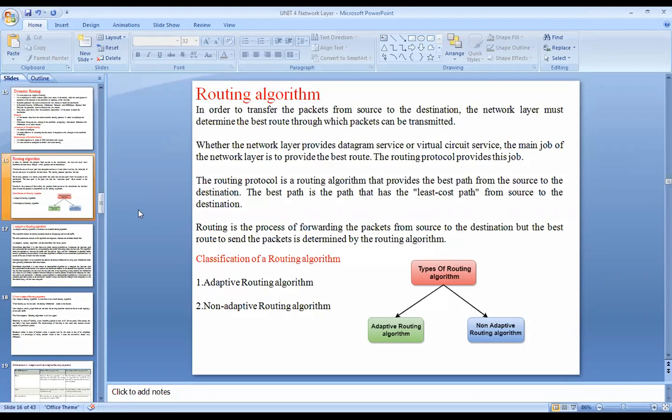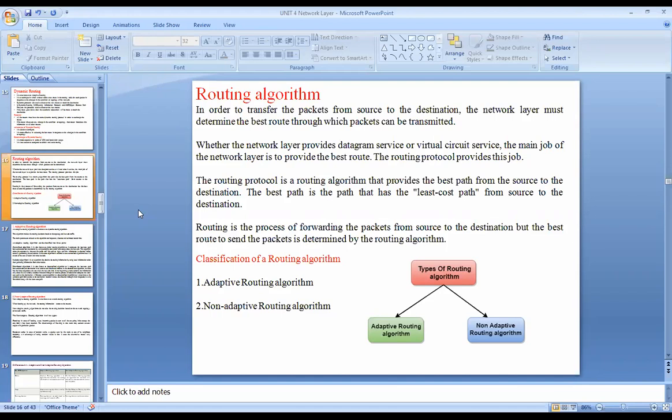What is the main functionality of these two services, datagram and virtual circuit? The main job of the network layer is to provide the best route. Whether we are going through the virtual circuit or the datagram service, which is the better route? It is not bothered about connectionless or connection oriented service. It is bothered only about the route. Which route is better for me to reach a particular destination? That is done by the routing protocols.